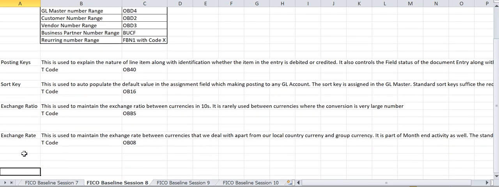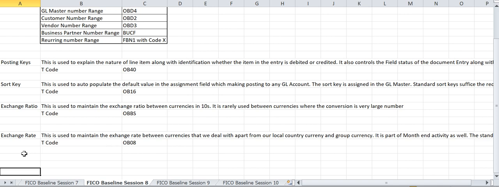Coming to the next concept, the exchange rate. In SAP we have a local currency and we have all the currencies other than the local currency. Local currency means the currency of the country in which the company operates. Let's say my company is in India, so INR is my local currency, and apart from INR, all other currencies are foreign currencies. So whatever transactions are posted in foreign currencies, those must be converted into the local currency.